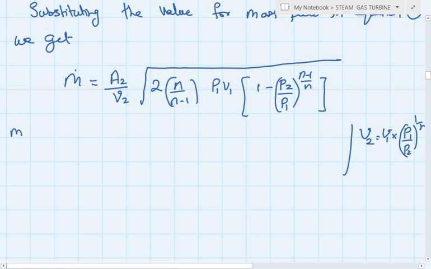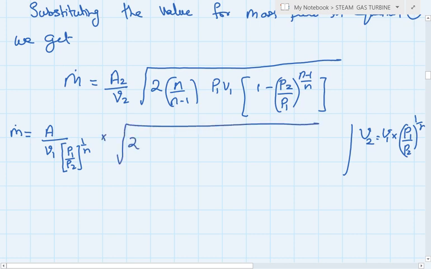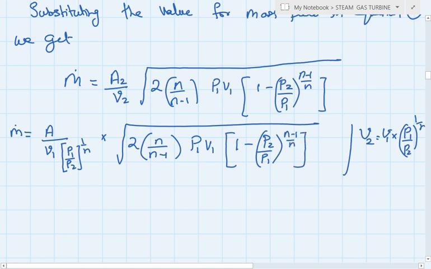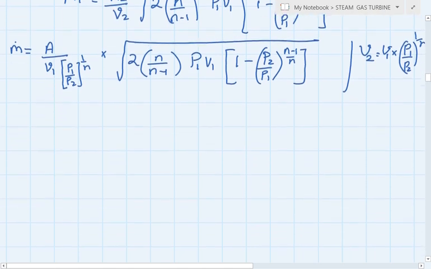So m dot will be written as A divided by V1 into P1 by P2 to the power of 1 by n, that is into square root of 2 into n divided by n minus 1, P1 V1 times 1 minus P2 by P1 to the power of n minus 1 by n. So let us move forward.